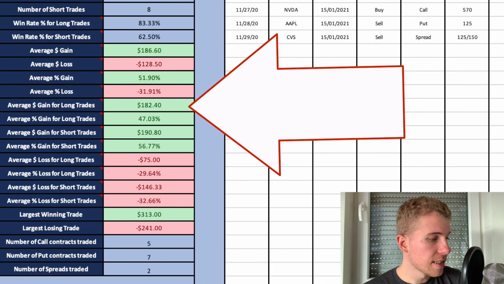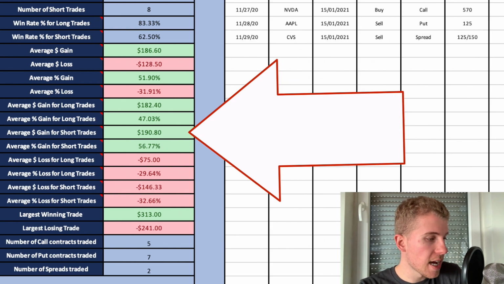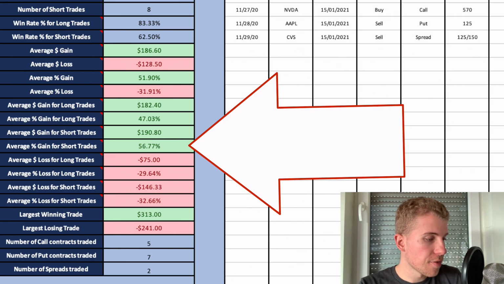So for example, we see that the average dollar gain for long trades is how much money you win on average when you win on a long trade. And you see that in our example, when I win on a long trade, the amount is $182, and the average percentage gain for long trades is 47%. And for the short trades, the average dollar gain is $190, and the average percentage gain for short trades is 56%. And what does it tell us?